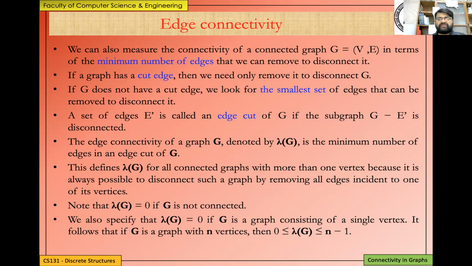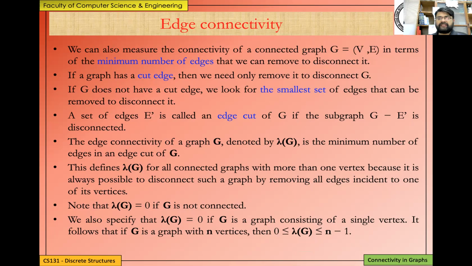And this defines the lambda of G for all connected graphs with more than one vertex, because it is always possible to disconnect such a graph by removing all edges incident to one of its vertices. So we need to take the minimum, because if you remove all of the edges incident to one of its vertices, you'll basically produce a disconnected graph. But note that if G is not connected, then automatically the lambda of G is 0. So we also specify that lambda of G is 0 if G is a graph that consists of a single vertex. Again, if it does not have more than one vertex, then lambda of G is also 0.